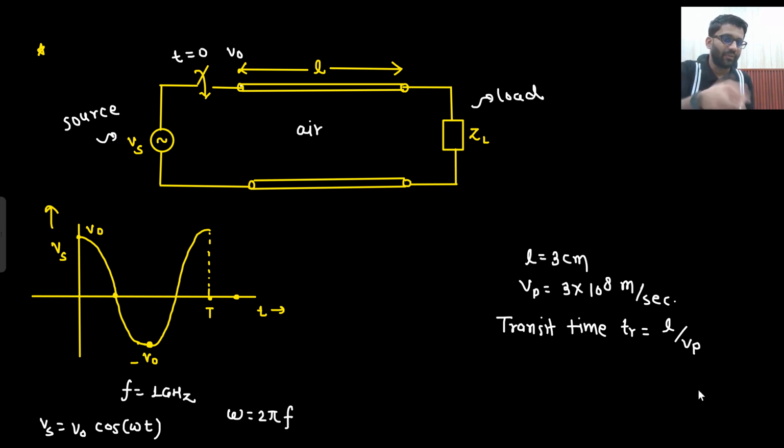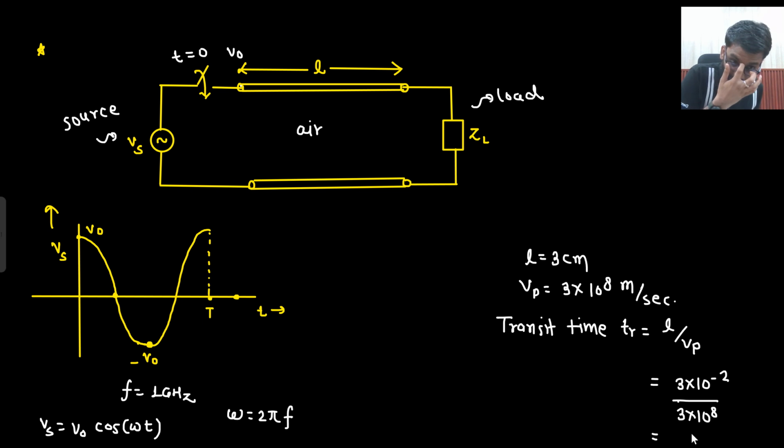So distance upon time. So that would be 3 centimeter means 3 into 10 to the power minus 2 divided by 3 into 10 to the power 8. So 10 to the power minus 10. So what we are getting, 3 into 10 to the power minus 2, this will be 10 to the power minus 10. So it would be 10 to the power minus 10. So 0.1 nanosecond.